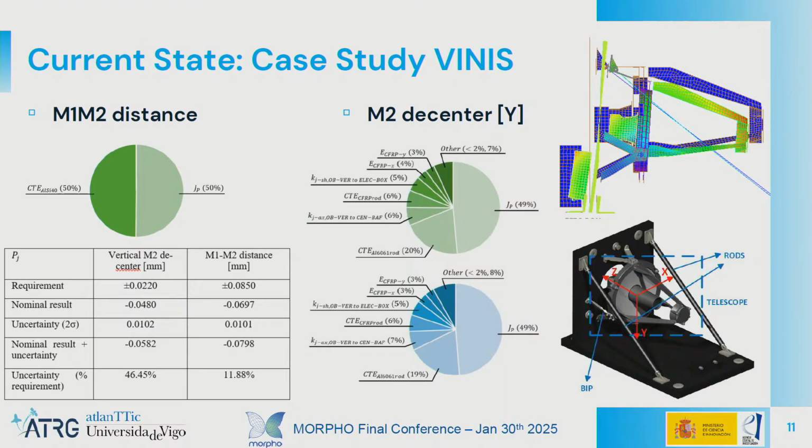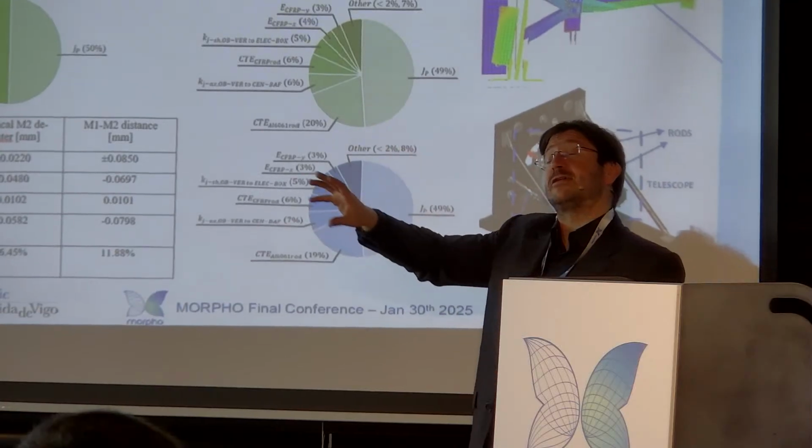For example, we can see here, I'll not go into all the parameters, but half of the uncertainty is due to the thermal problem.